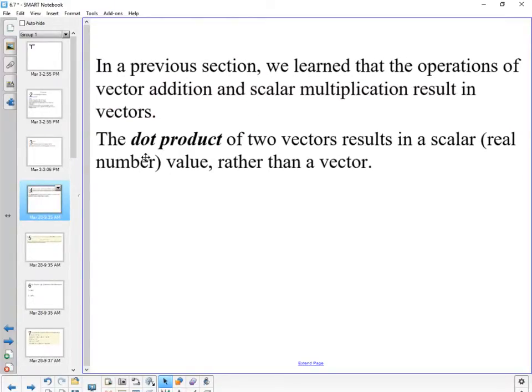Okay. In a previous section, we did learn the operations of vectors. A vector scalar multiplication results in vectors. The dot product of two vectors results in a scalar. It's actually a real number, so you're going to get just one number. And it's actually a pretty simple concept. So, everyone okay with the dot product? You're going to be multiplying two vectors, and it's going to produce for you some scalar. It's just some integer, if you will, real number. Okay?